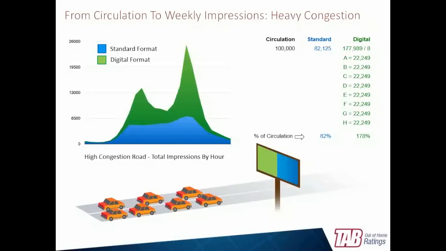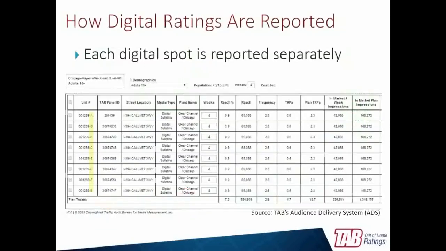And finally, here's an example of a board that typically has heavy congestion. And you see as we break it down by hour in the hourly graph on the left, how there are certain periods of the day, certain hours of the day, and during the course of the week, where you have really, really massive congestion. And because of this, you end up with a standard unit having all the way up to 82% of circulation, and a digital unit has much more impressions than the original circulation because they do see so many ads as they drive by.